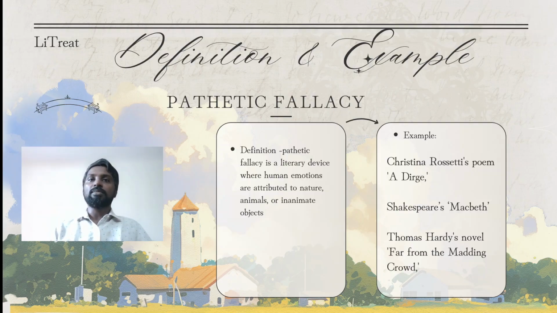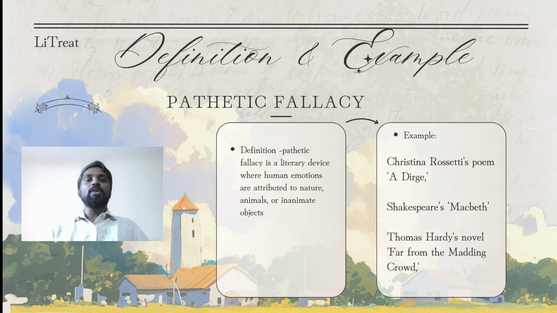Let us explore some classic examples of pathetic fallacy from literature. In Christina Rossetti's poem, A Dirge, she writes, "The sullen wind was soon awake. It tore the elm tops down for spite." Here, the wind is attributed human emotions of sullenness and spite, reflecting the gloomy mood of the poem.